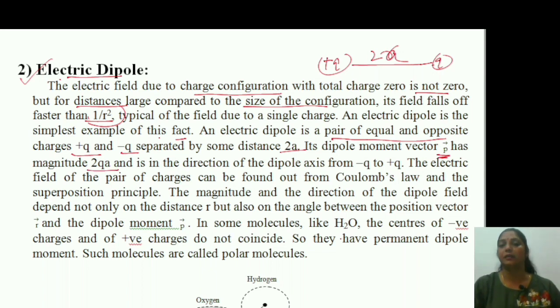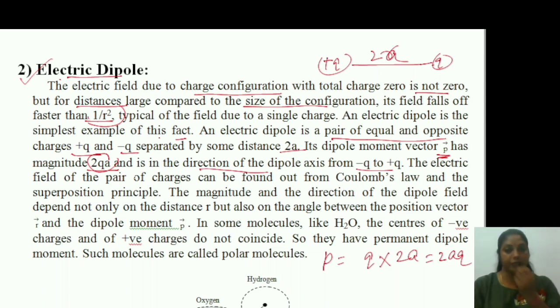This is a dipole. So what is the dipole moment? P is equal to the product of the charge q and the distance between the two charges, that is twice a. So the dipole moment is twice a q. It is written here, twice qa. And what is the direction of the dipole moment? It is from minus q to plus q, in the direction of the dipole axis.